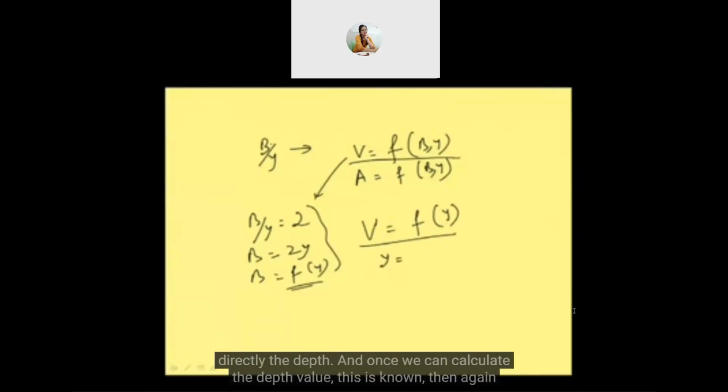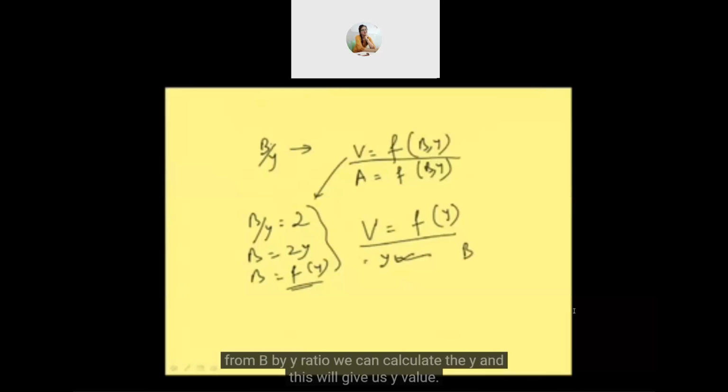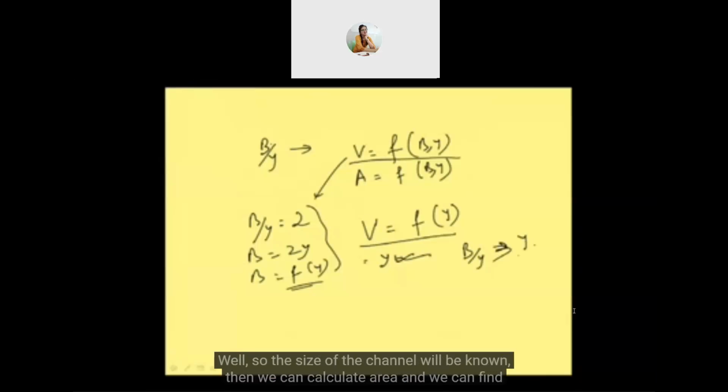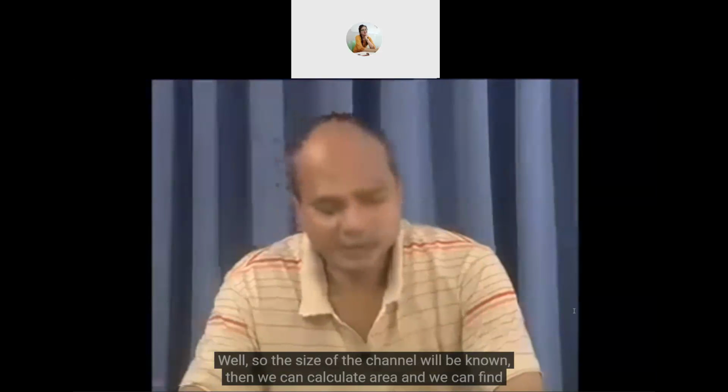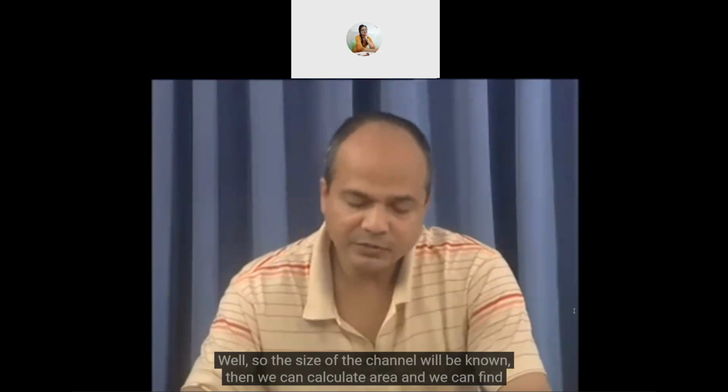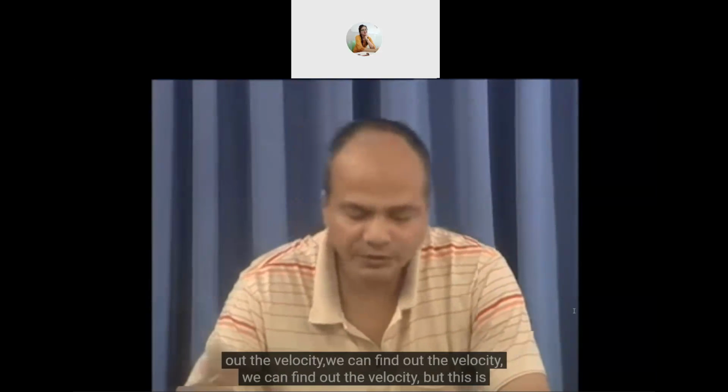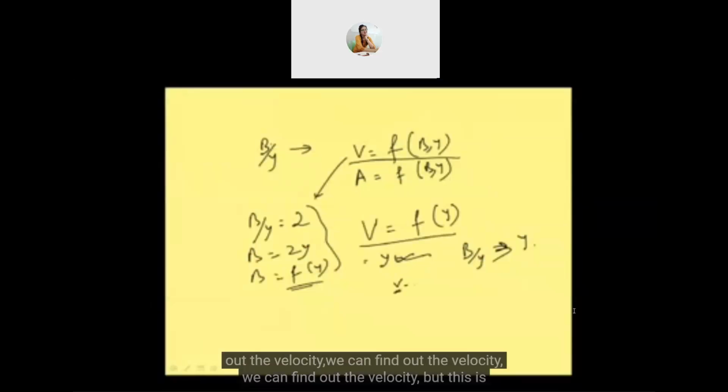And once we calculate the depth value, this is known, then again from B by Y ratio, we can calculate the Y. This will give us the Y value. Well, so the size of the channel will be known. Then we can calculate area and we can find out the velocity. So this is also a procedure that we can follow once the B by Y ratio is given.